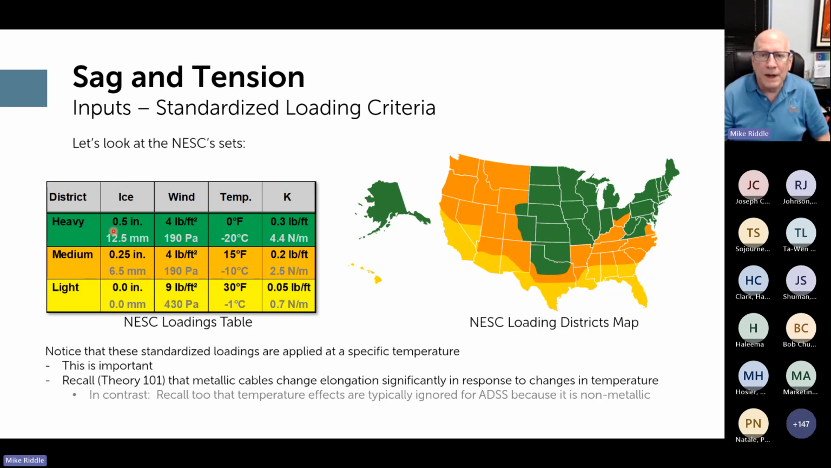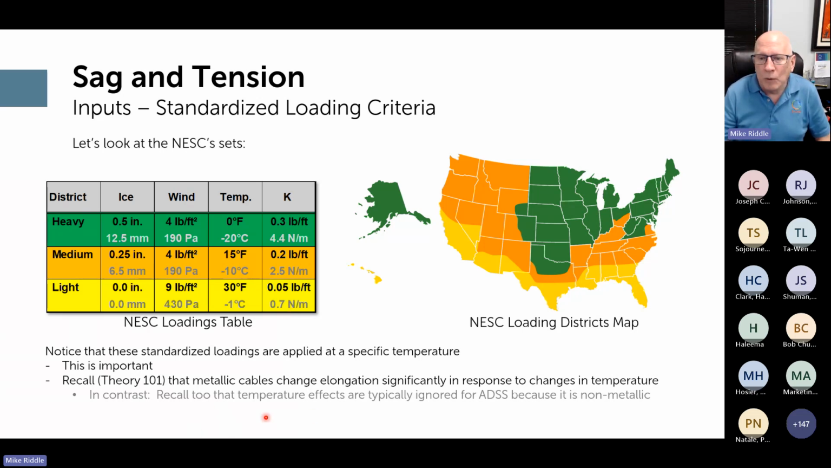Note that these have ice and wind, and that they're applied at a specific temperature. And that's really important because if you'll remember from before, we said metallic cables change elongation significantly in response to changes in temperature. So that's why you have to know a temperature. And then here are those K factors that we just talked about. You can see you add 0.3 pounds per foot in the heavy districts, and then by the time you're in the light district, you're only adding 0.05 pounds per foot.